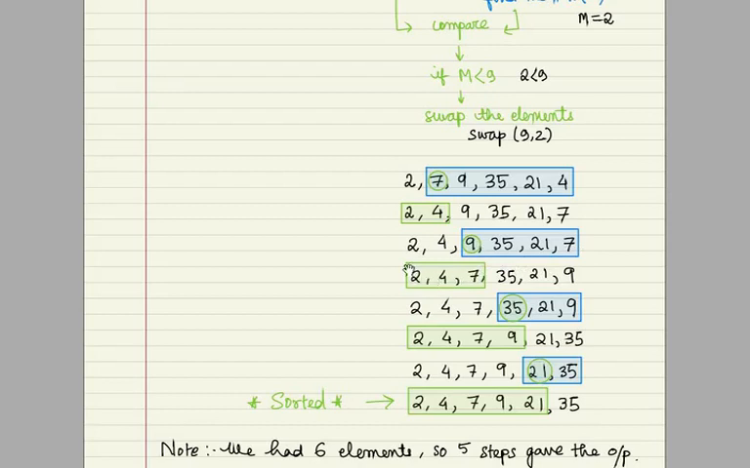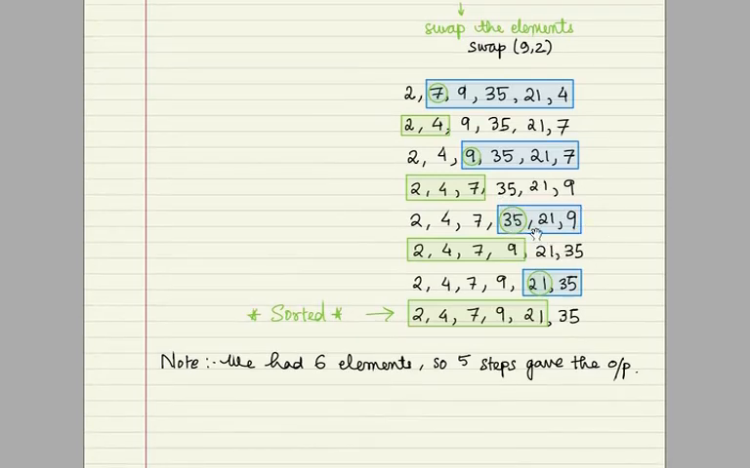And accordingly we find these 3 elements in their correct place. So we have 2, 4 and 7, they are in the right place, so we indicate it with a green box, and the rest of the elements are yet to be arranged. So we have 35, 21 and 9. So again we shrink the blue box and we keep concern of 35, 21 and 9.